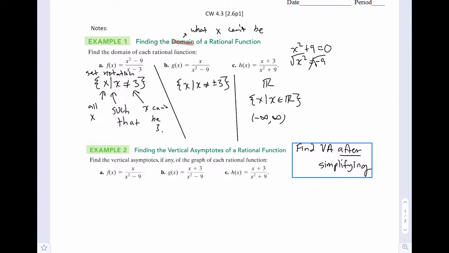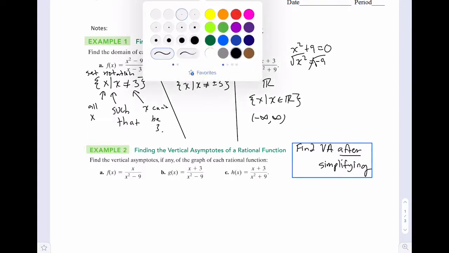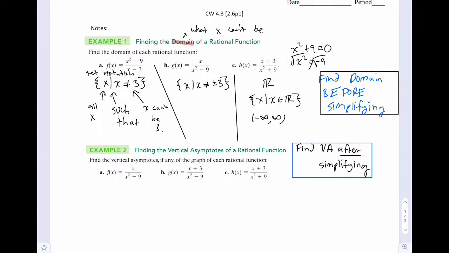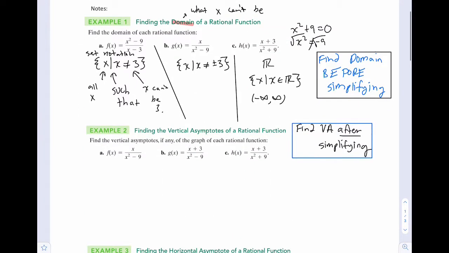For the domain, what's interesting is you'll notice we didn't really do any algebra. That's because for a domain, you find domain before simplifying. So it's a very, very important thing to note for yourself. You're always going to find the domain before you do anything, and you always find the vertical asymptote after you simplify.